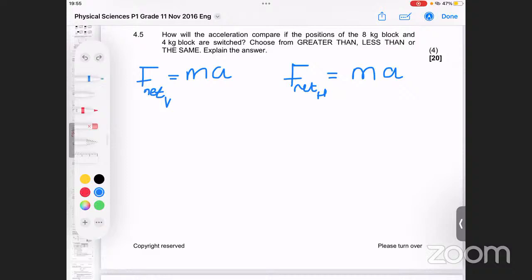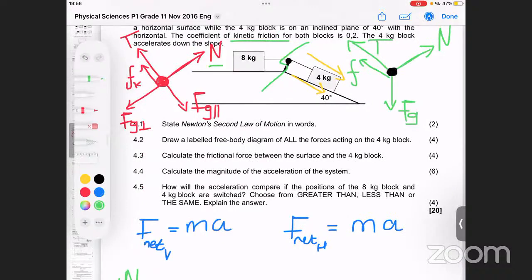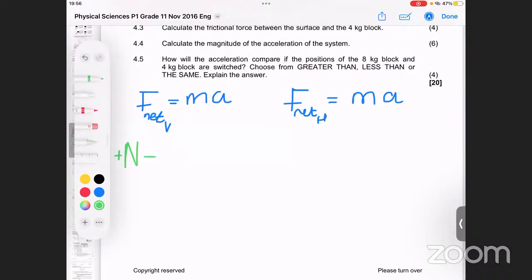So you just need more practice in order to master this. And it's the only way. Okay, what did we say about the F-net for the verticals? Do you guys still remember? Did we not say we can take normal force as positive because it's going in that direction, meaning this other one will be negative, meaning we have minus FG perpendicular, and we said this will therefore be equal to MA.